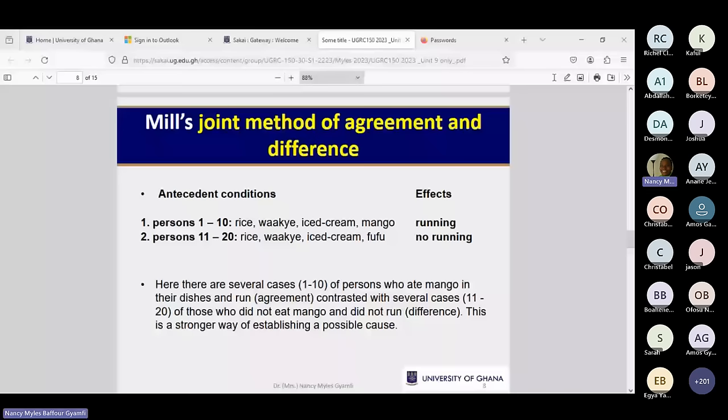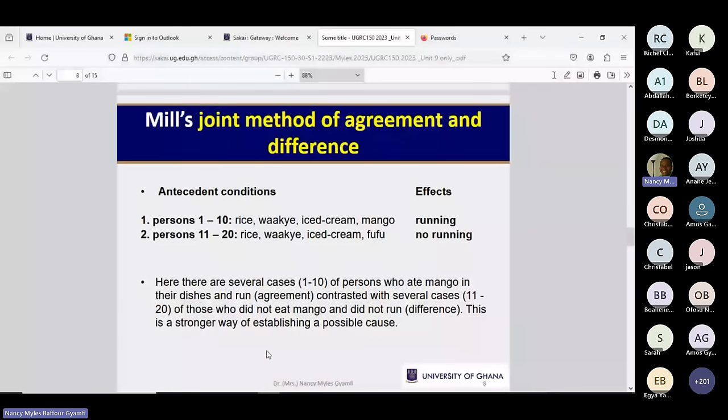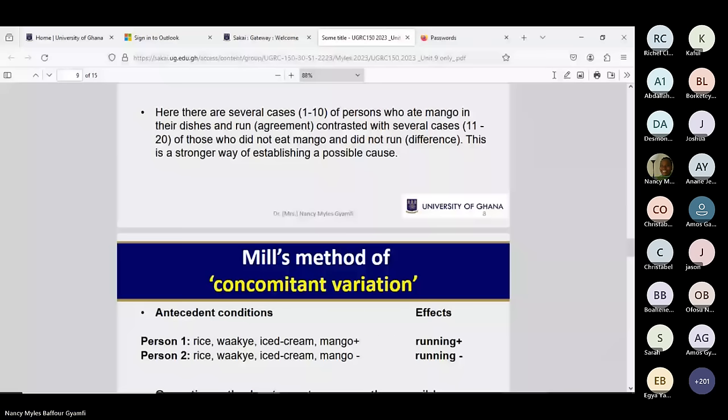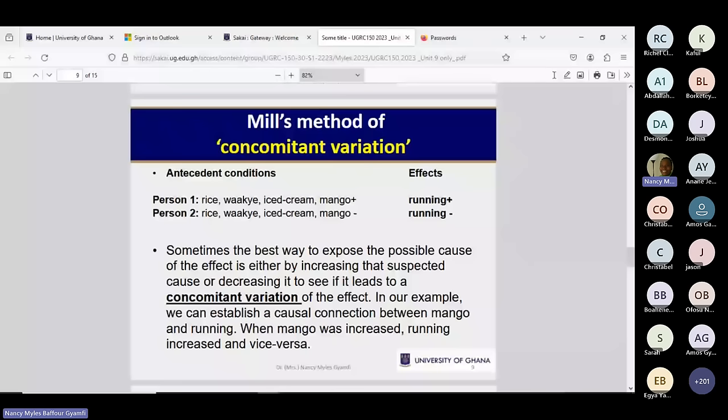What is the agreement based? It agrees within the women, persons 1 to 10, that mango is leading to running. What's the difference? It differs between the two parties, the men versus the women, or persons 1 to 10 versus persons 11 to 20, who didn't take it. It's a stronger version. Then the very last one, concomitant variation. The method. Now that you suspect the mango, you can further test to establish causal connection.